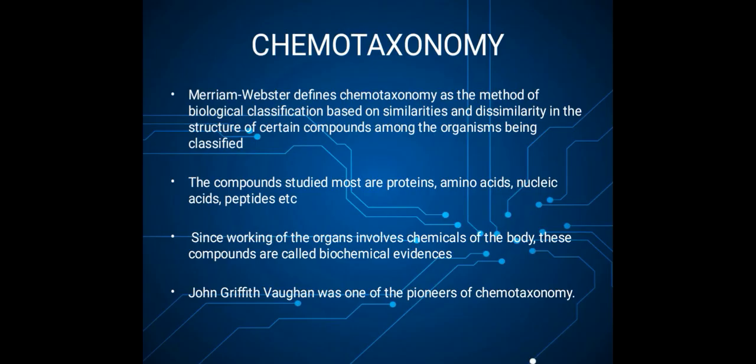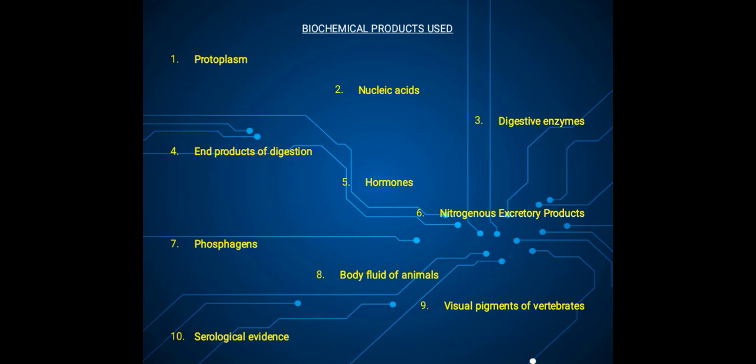Chemotaxonomy, next one. Merriam-Webster defines chemotaxonomy as the method of biological classification based on similarities and dissimilarities in the structure of certain compounds among the organisms being classified. The compounds studied most are proteins, amino acids, nucleic acids, peptides, etc. Since the working of the organs involves chemicals of the body, these compounds are called biochemical evidence. John Griffith Vaughan was one of the pioneers of chemotaxonomy.